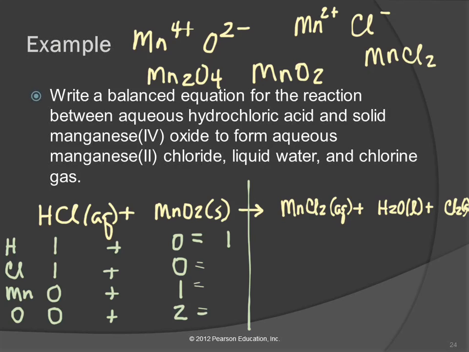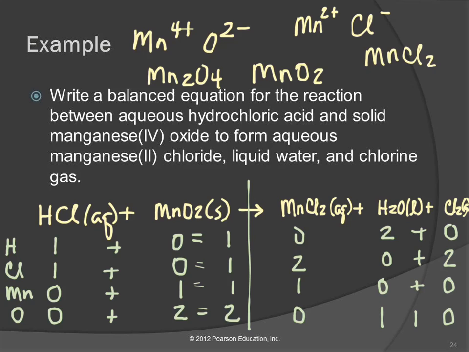So I've got a total of 1 hydrogen, 1 chlorine, 1 manganese, and 2 oxygens on the left side. Now I'm going to go look at the right side. In that first compound, I have 0 hydrogens and 2 chlorines and 1 manganese and 0 oxygens. In water, I've got 2 hydrogens and 0 chlorines and 0 manganese and 1 oxygen. In Cl2, I've got no hydrogens, 2 chlorines, no manganese, no oxygens.